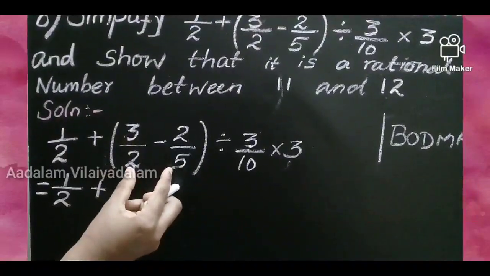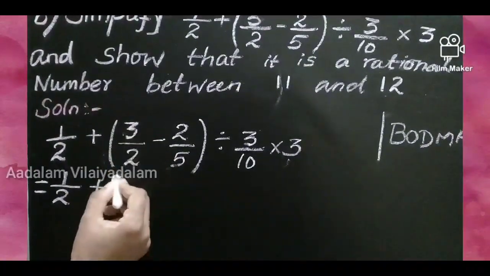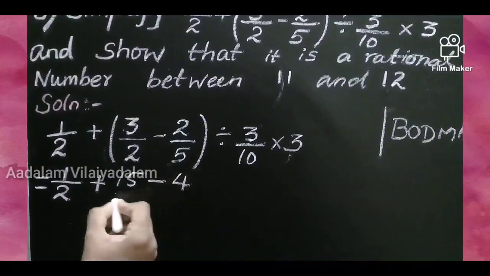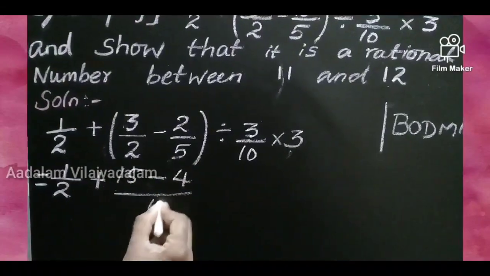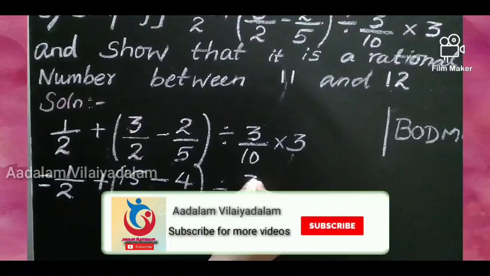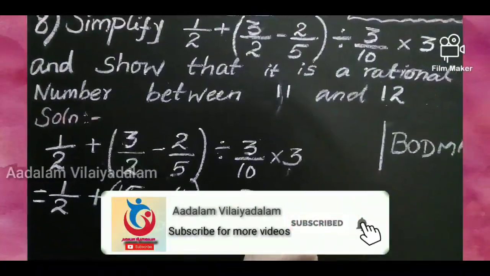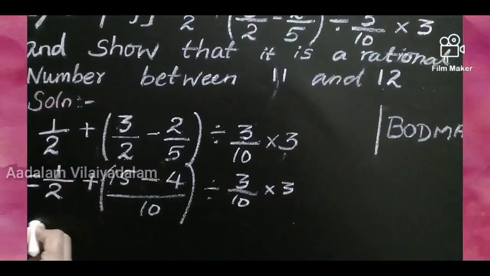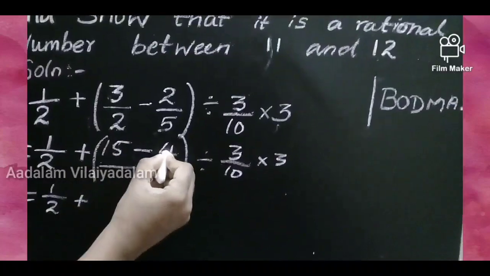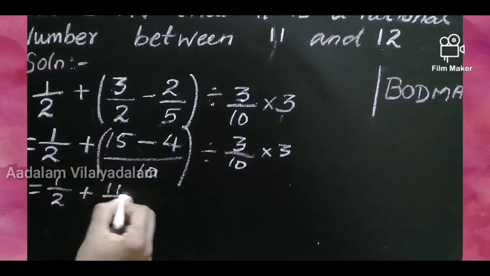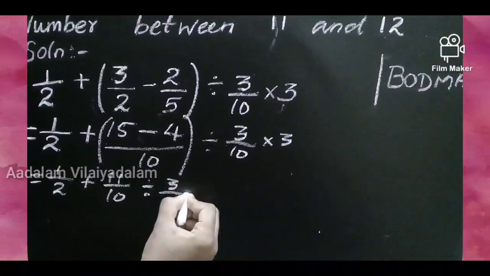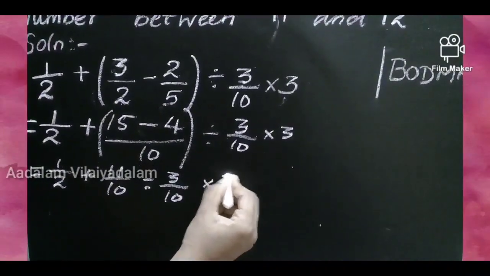Here the denominators are different. So 5 threes are 15 minus 2 twos are 4, divided by 2 fives are 10, divided by 3/10 × 3. So 1/2 plus, 15 minus 4, the answer is 11. So 11/10 divided by 3/10 × 3.